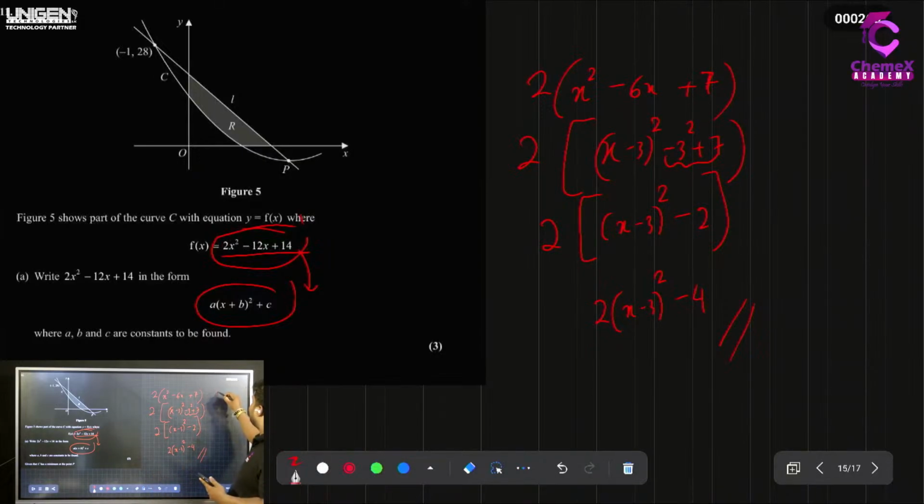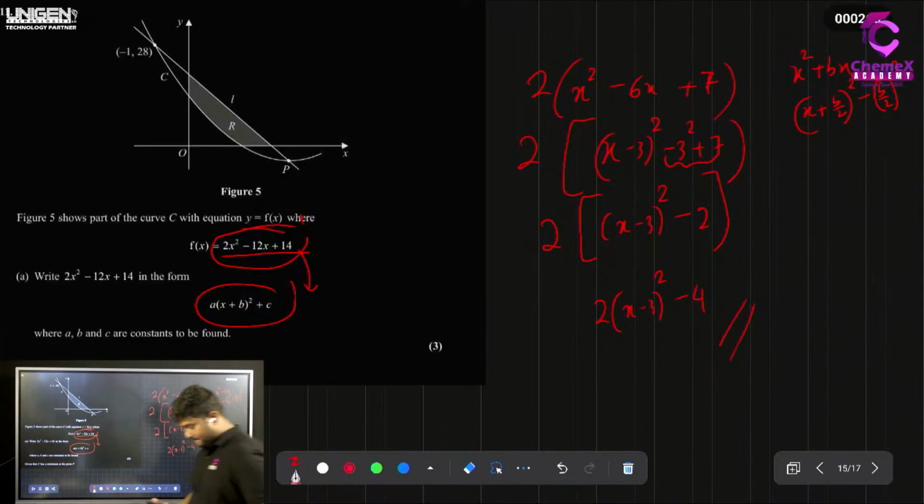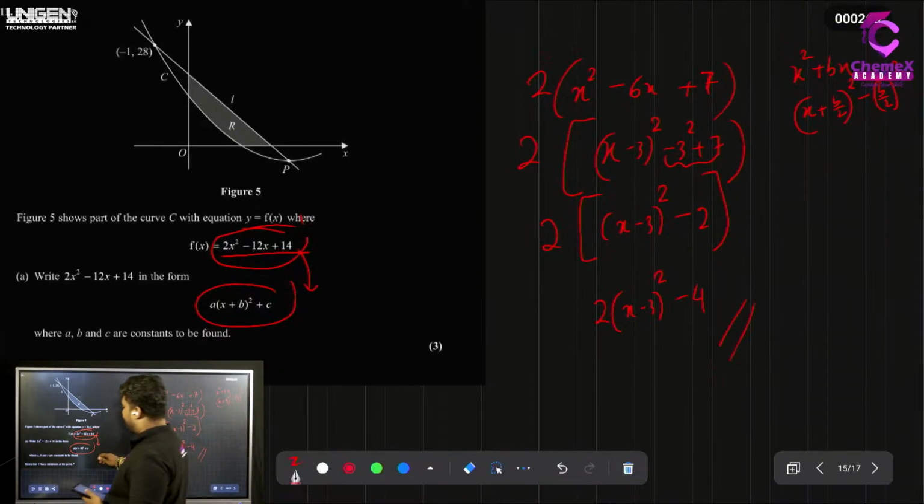For x squared plus bx, you can write (x plus b over 2) squared minus (b over 2) squared. That is what we call completing the square. Alright, so that's the part for A.